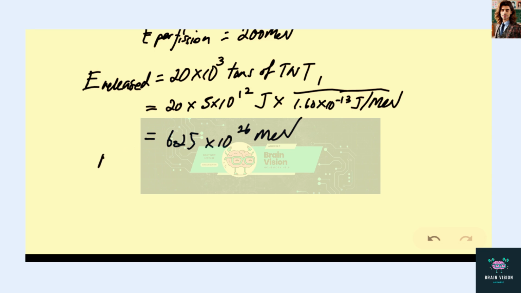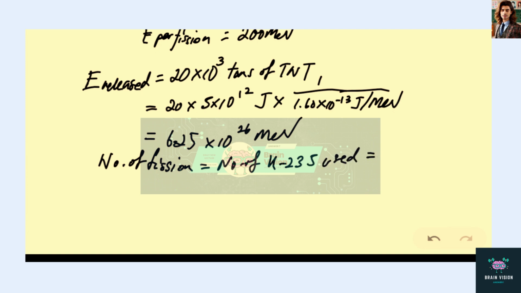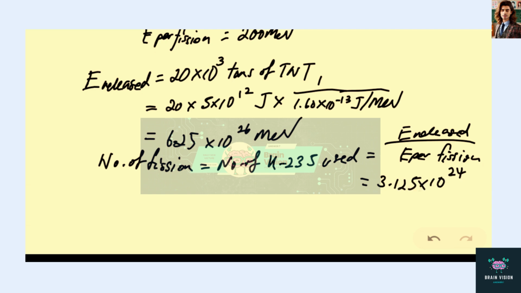Next, we want to find the number of fission reactions that has actually occurred, and this will be equivalent to the number of uranium-235 that was used, right? Because each fission reaction actually uses up one uranium-235. So number of fission basically is energy released divided by energy per fission, which we can get quite easily to be 3.125 times 10 to the power 24. So this is the number of uranium nuclides.